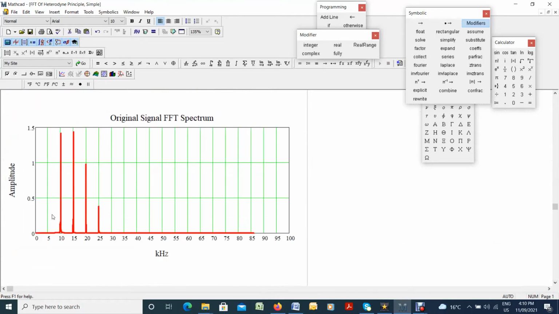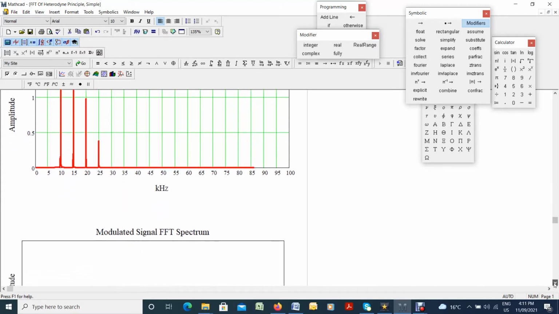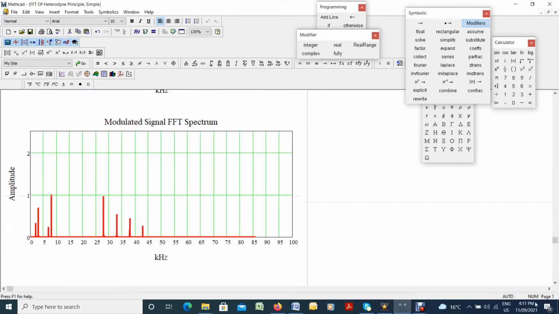There they are. This one is supposed to be of an amplitude ratio of 4 compared to that one, but somehow it's not turning out that way. And let's have a look at the spectrum of the modulated signal. Okay, so these are the difference frequencies, and we'll notice that a couple things have happened here.